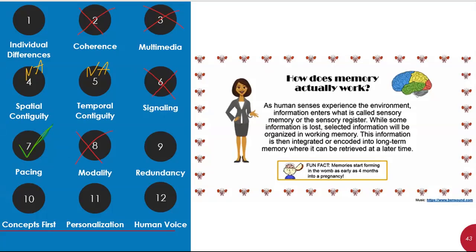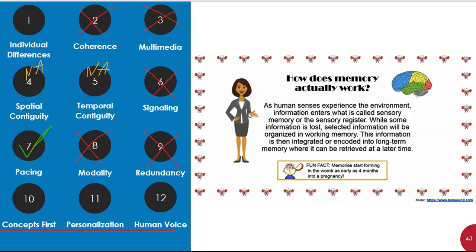Next, we have the redundancy principle, which wants you to get rid of any on-screen text and use only narration if you have an animation. So this was definitely violated because the text is still there and it is redundant with the narration. This text on the screen was exactly the same as the narration. So redundancy was violated.